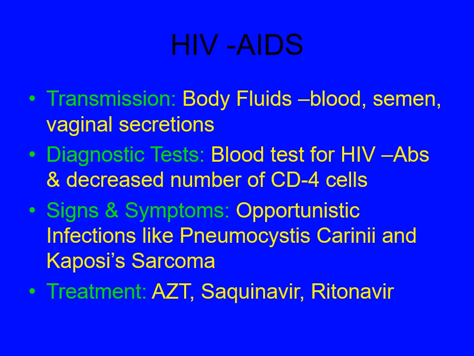How is it transmitted? Body fluids, blood, semen, vaginal secretion. Diagnostic tests: blood tests for HIV antibodies and decreased number of CD4 cells, opportunistic infections like Pneumocystis carinii, this is a pneumonia, and Kaposi sarcoma. Also TB is another thing that you'll see occurring more often in people that have AIDS.